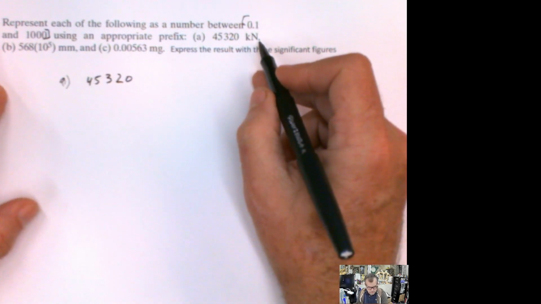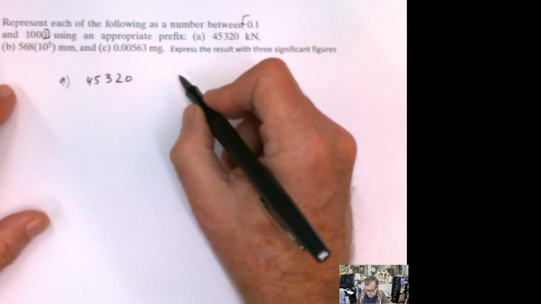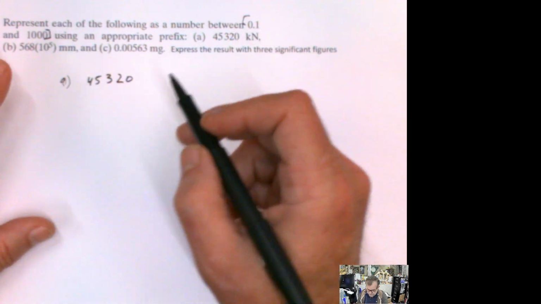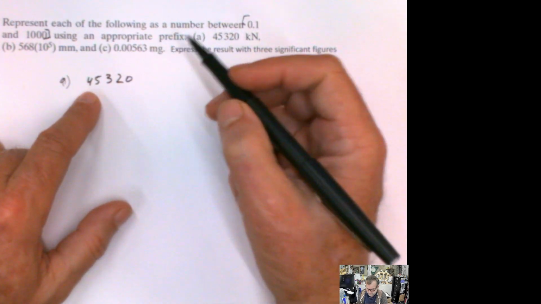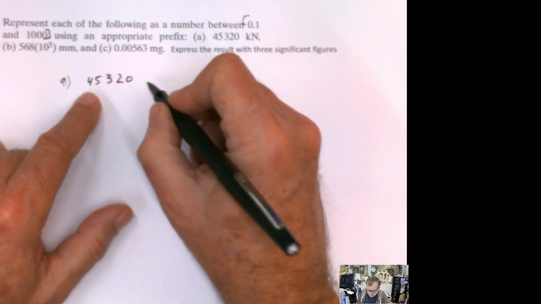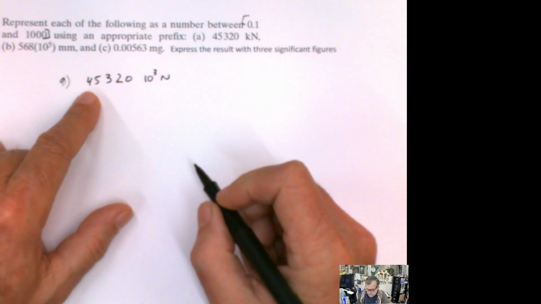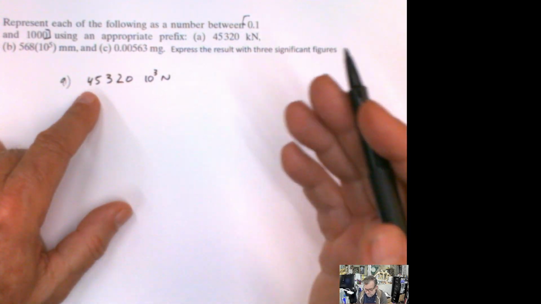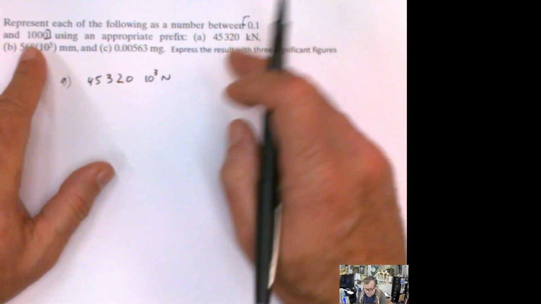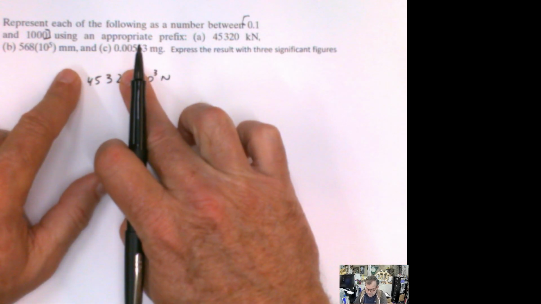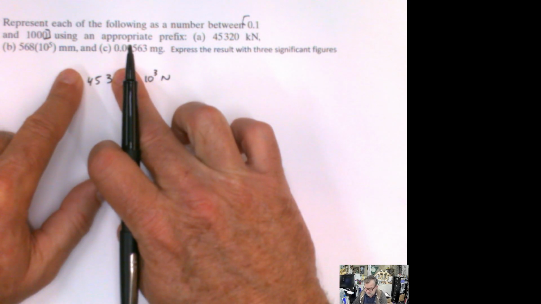45320 kilonewton. Now remember, kilonewton is 10 to the third newton. So if I can express this, then 10 to the third newton. But if I need to express this in a number between 1 and 1000, that would be smaller than this, right? So it should be either 4, 5, or 3, something like that.